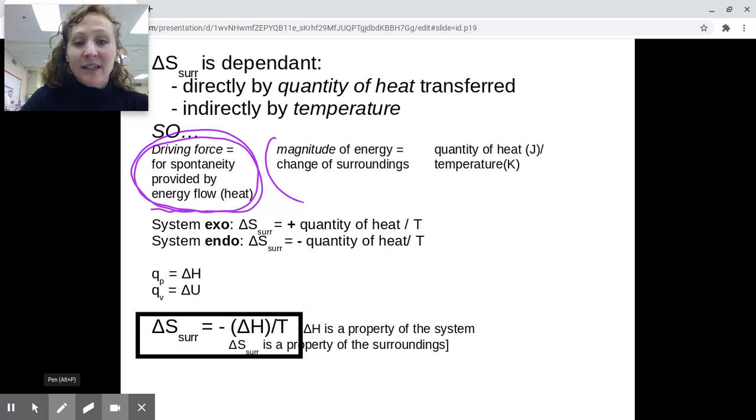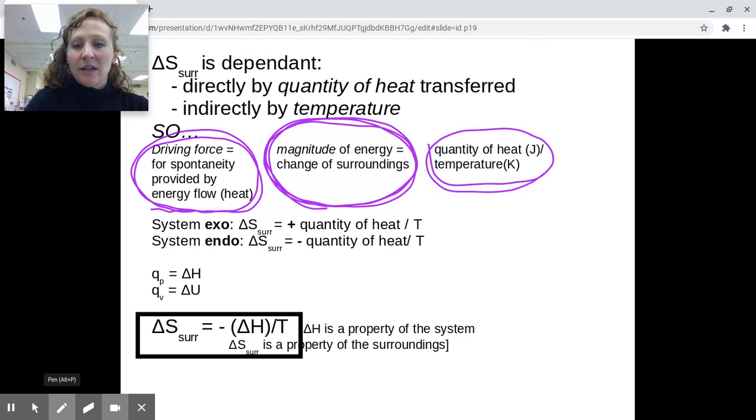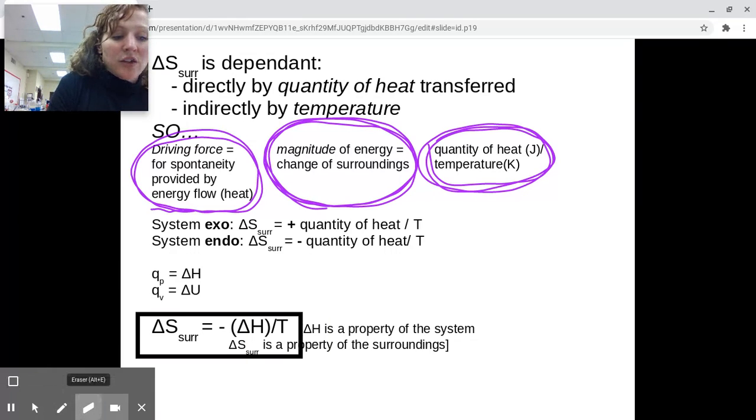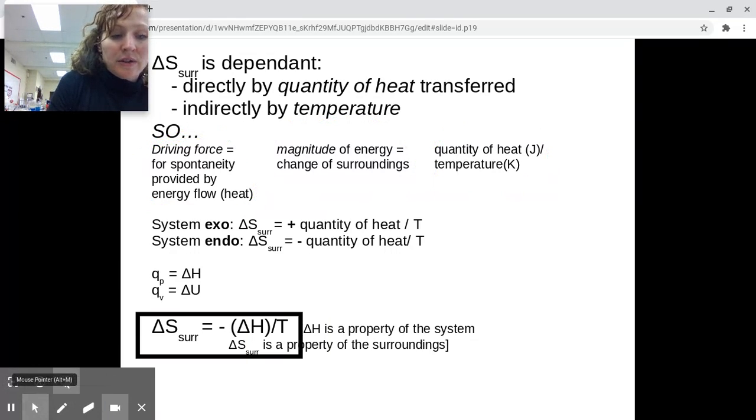It's affected by the magnitude of energy because that affects the change in surroundings. And so we're going to analyze this in terms of quantity of heat divided by temperature. So heat divided by temperature, joules divided by Kelvin. All right. So again, let's look at these terms, exo versus endo.